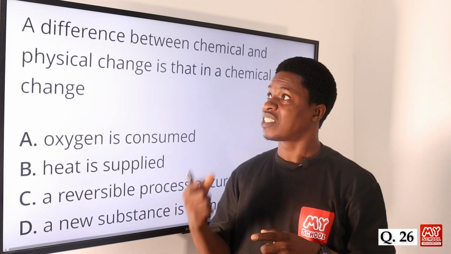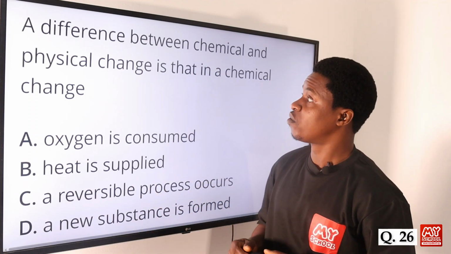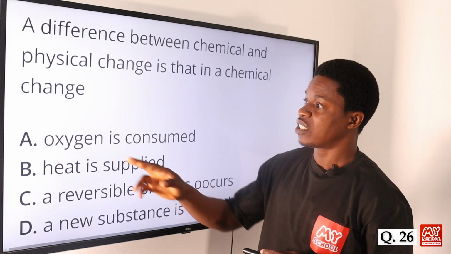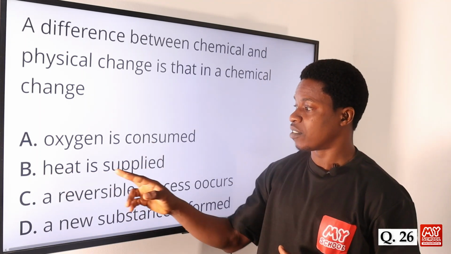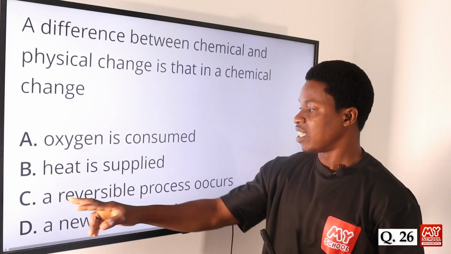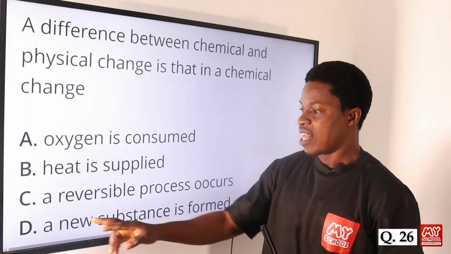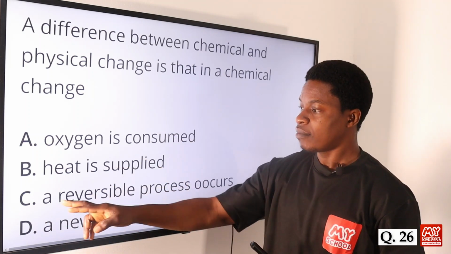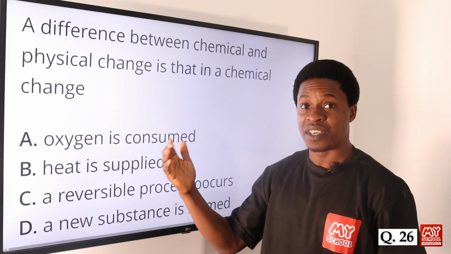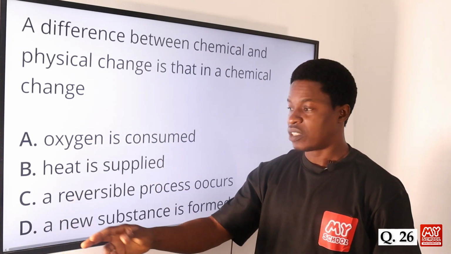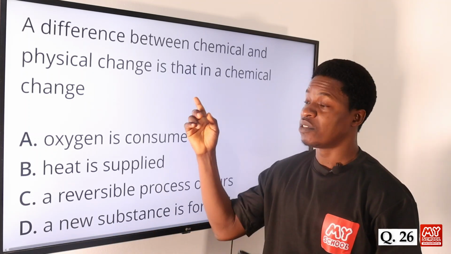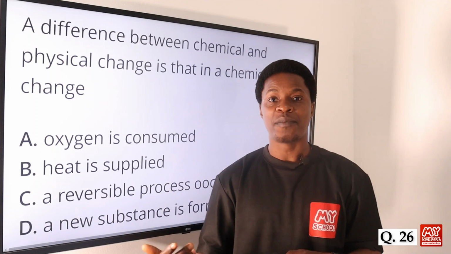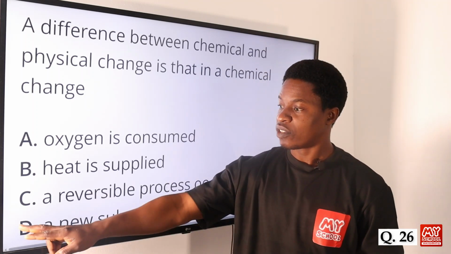So now the question says that the difference between chemical and physical change is that in a chemical change, option A says oxygen is consumed depending on the reaction, option B says it is supplied, option C says a reversible process occurs. And then of course in a chemical change it is irreversible, like I gave you the example of firewood. And option D says a new substance is formed. Of course, definitely in a chemical change, new substances are usually formed that are not easily reversible. So the correct answer is option D.